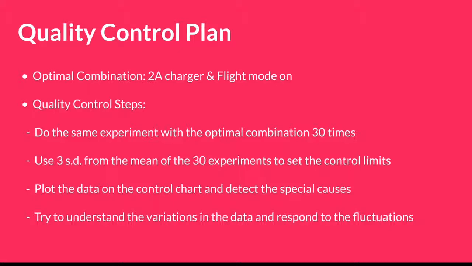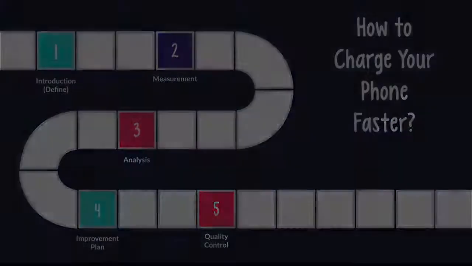Then we plot the data on the control chart and detect special causes. Last but not least, again, we try to find out the variation in the data and respond to the fluctuation. We're Group 5, and thank you for listening.